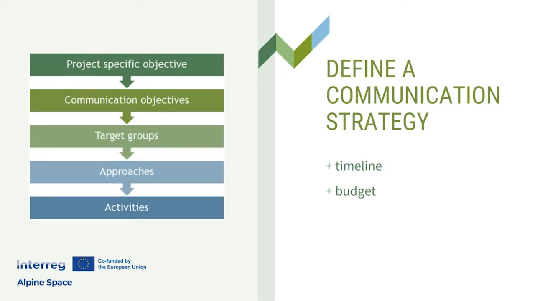A good communication is essential. This is why we recommend the definition of a communication strategy. This strategy should be sketched during the preparation and application phases of your project. It should then be finalized and agreed among all partners at the latest shortly after the approval of the project for co-funding. The communication strategy is a short document that summarizes the communication objectives of the project that are based on its specific objectives, the target groups that should be reached, the different communication approaches adapted to the different target groups, the communication activities, as well as the timeline and the estimated budget for these activities.